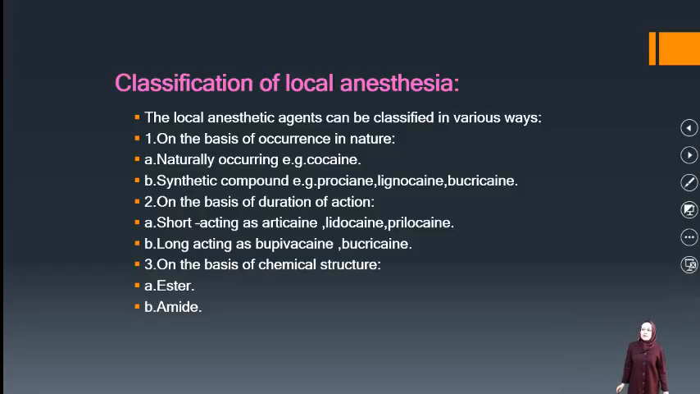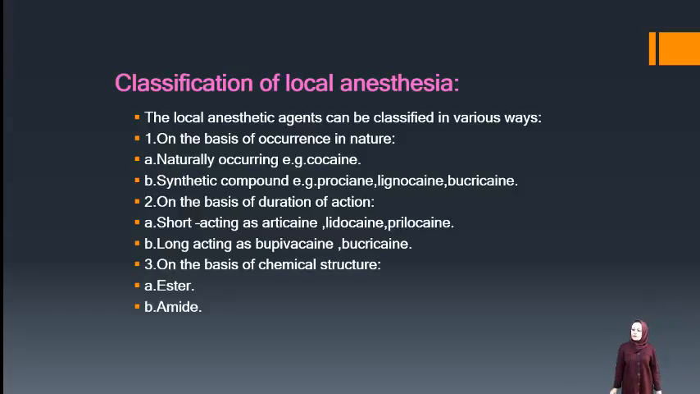Then we come to the classification of local anesthetics. The local anesthetic agents can be classified in various ways. Number 1, on the basis of occurrence in nature. A, naturally occurring, for example cocaine. B, synthetic compounds, for example procaine, lignocaine, eucaine. 2, on the basis of duration of action. A, short-acting, such as articaine, lidocaine, and prilocaine. B, long-acting, such as bupivacaine and etidocaine.